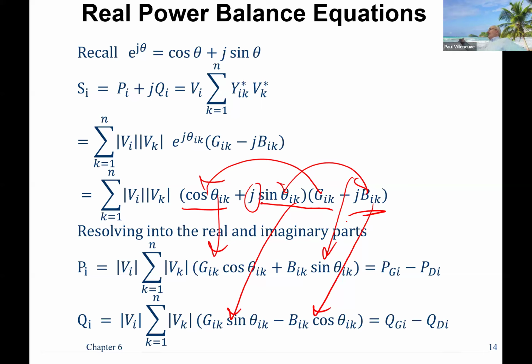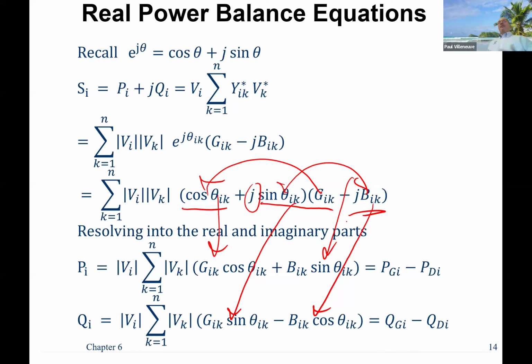So now what I've done is I've broken up my S into the real power and the reactive power. And you will note there is not a complex number to be found. The thetas are all real numbers. The G's and B's are all real numbers. And the V's are all real numbers.